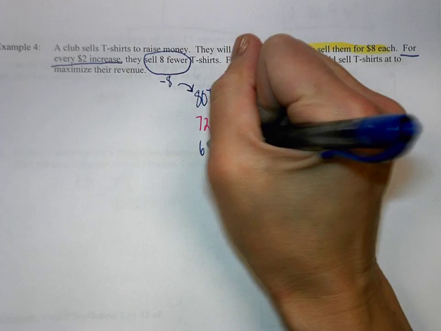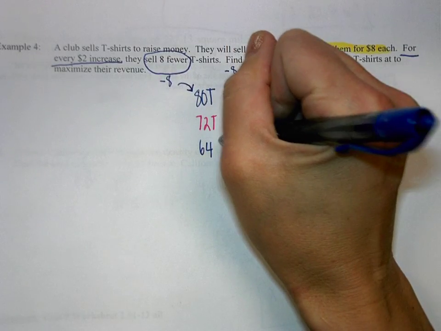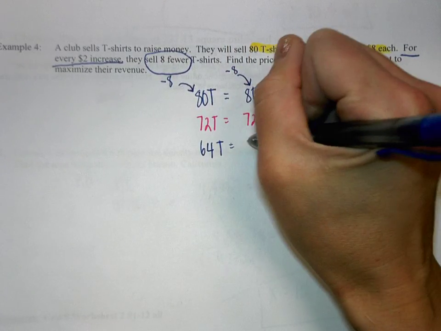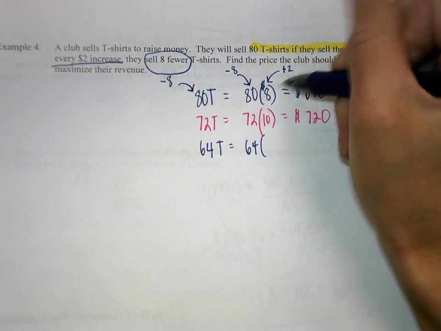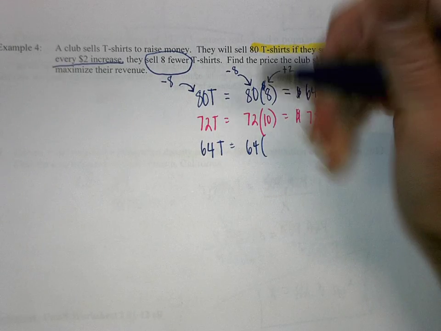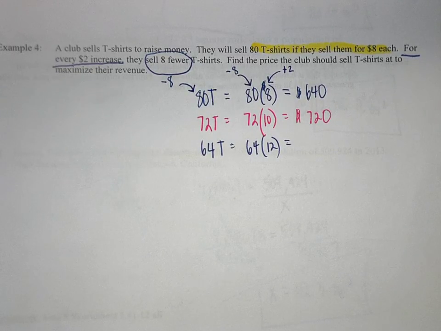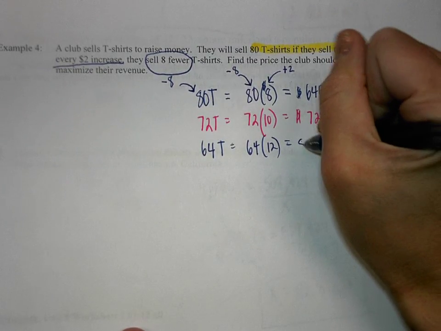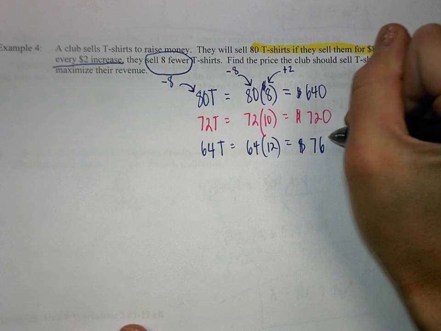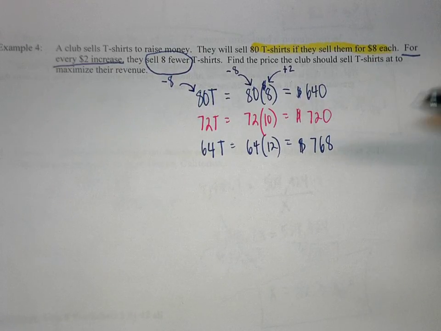64 t-shirts, right? So that means I have 64, and then the price goes up by $2, which makes it $12. And so 64 times 12 is, good, 768.